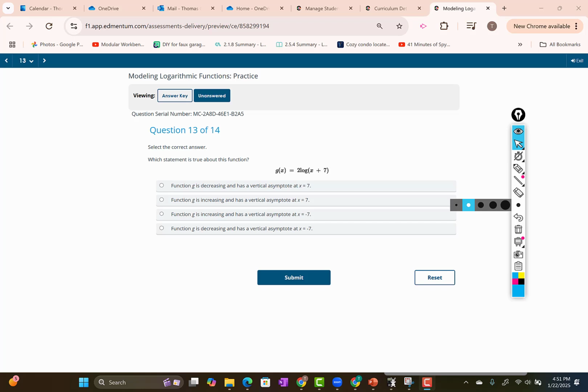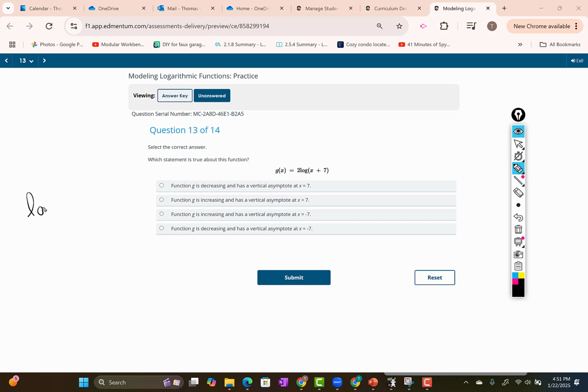All right, question 13. Which statement is true about this function? G of x equals 2 times log base 10. It's not given, but it's assumed to be base 10, x plus 7. So real quickly, let's think back to a previous problem.